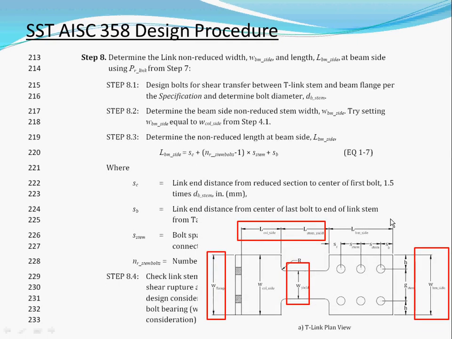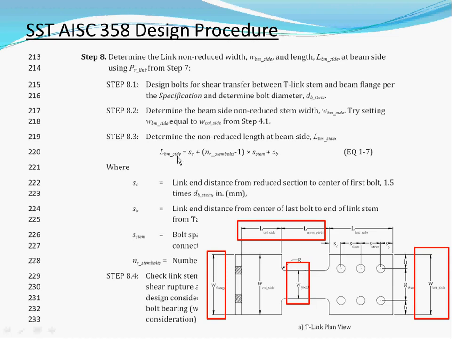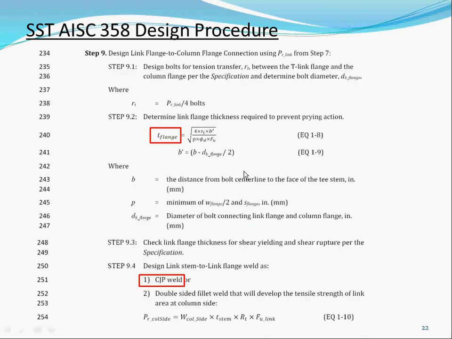Okay, so essentially after that, from this step, you could determine the bolt diameter. After the bolt diameter, then you could determine how many bolts you need. Then you could determine the L beam size. So this step would determine this. Okay, so you have all the geometries after step 8 to design our link.